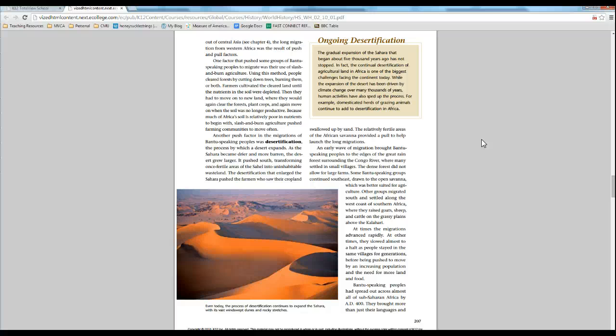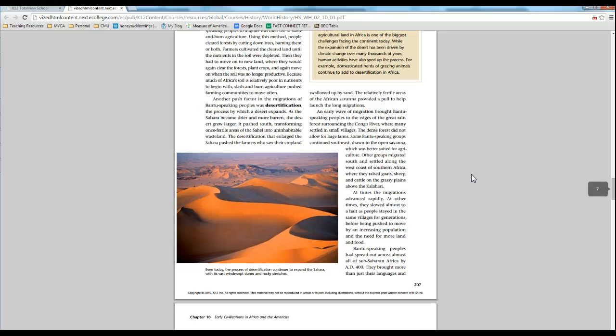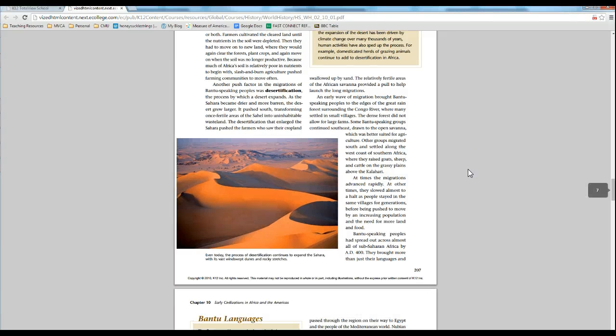An early wave of migration brought Bantu-speaking peoples to the edge of the great rainforests surrounding the Congo River, where many settled in small villages. The dense forest did not allow for large farms. Some Bantu-speaking groups continued southeast, drawn to the open savanna, which was better suited for agriculture. Other groups migrated south and settled along the west coast of southern Africa, where they raised goats, sheep, and cattle on the grassy plains above the Kalahari.